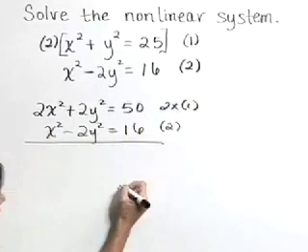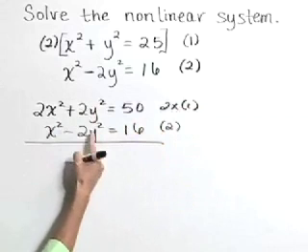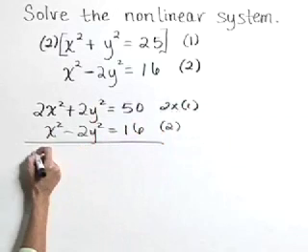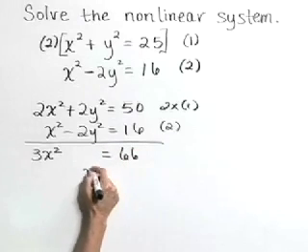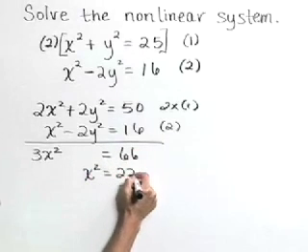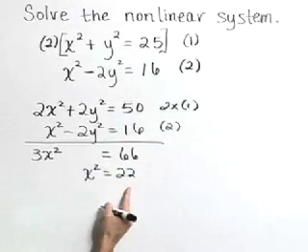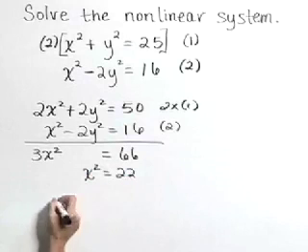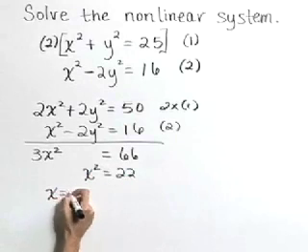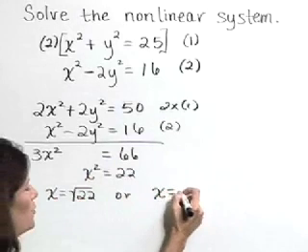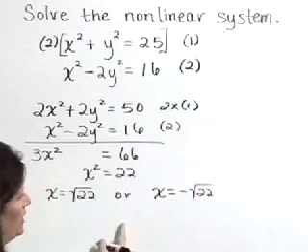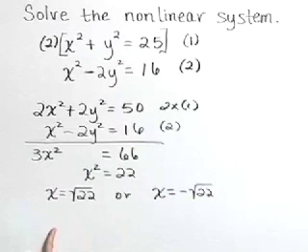And let's add these together. Notice our y squared term cancels. This gives us 3x squared is equal to 66, or x squared is 22. Now take the square root of both sides, giving x is equal to a positive square root of 22, or x is equal to a negative square root of 22. So we've got two values for x. Now let's find the value or values of y that go with these.